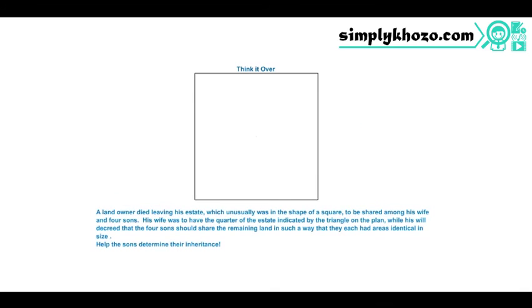Think it over. A landowner died leaving his estate, which unusually was in the shape of a square, to be shared among his wife and 4 sons. His wife was to have the quarter of the estate indicated by the triangle on the plan, while his will decreed that the 4 sons should share the remaining land in such a way that each one of them had areas identical in size. Help the sons determine their inheritance.